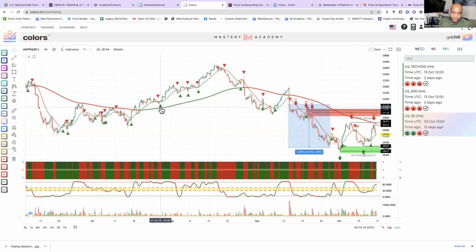So we get our triangle. We're above our supreme line, we're above our guideline, and then it turned green here. We go in for the buy. If we go in for the buy, what did we make?